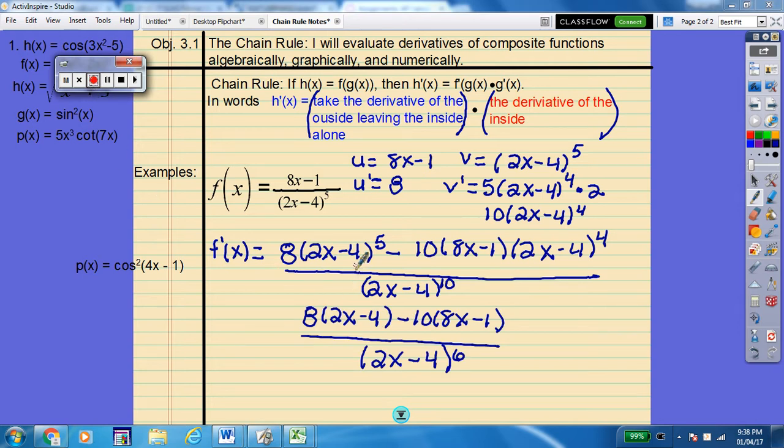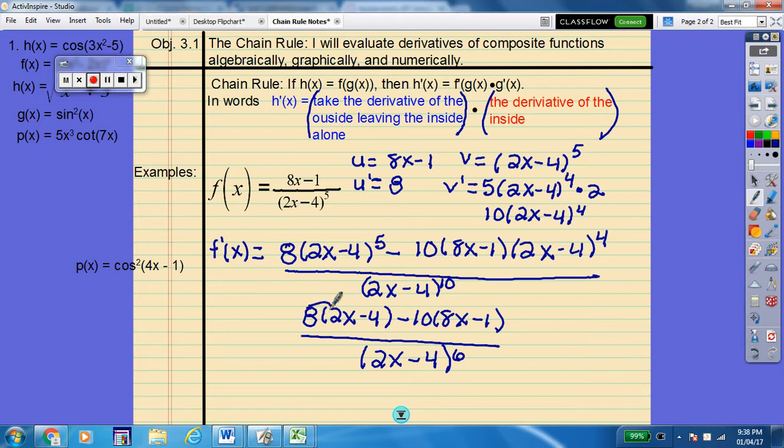So if I were to factor 2x minus 4 to the 4th power out of both of these, it would leave me one of them here, 2x minus 4, and I would have none of these left over. So that's why I just have 10 times the quantity 8x minus 1. The 2x minus 4 to the 4th power would reduce with this 10, making it a 6. And so this would be sort of the next step.